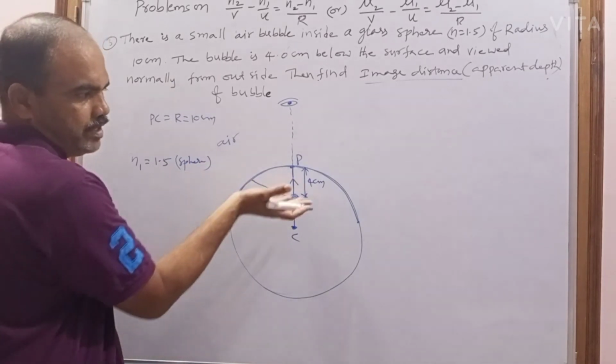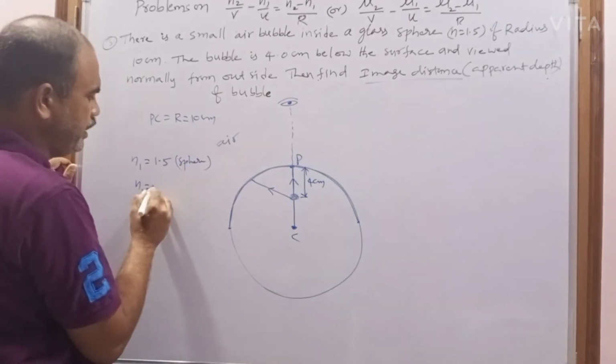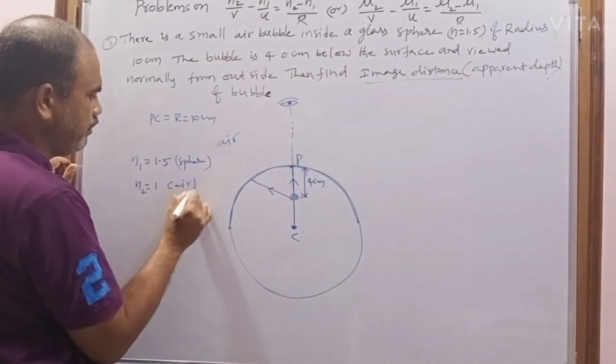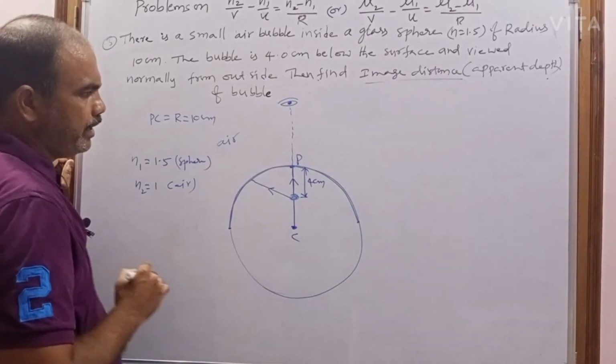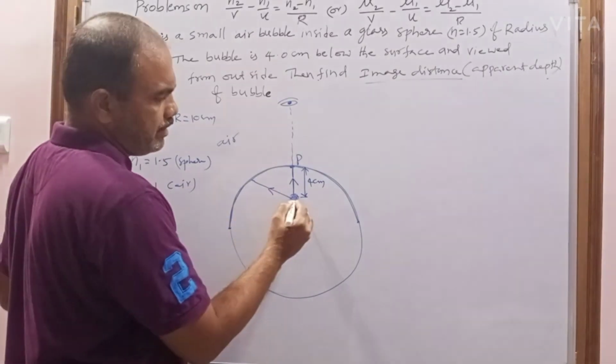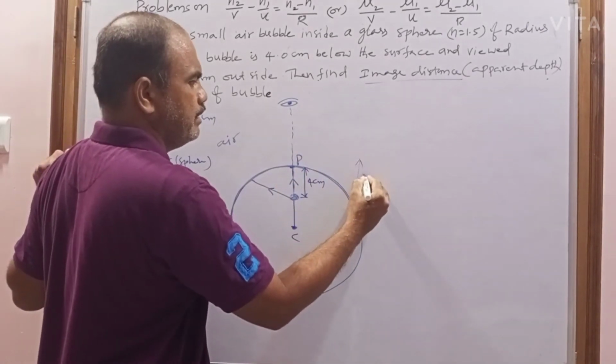And next, in which medium does the refracted ray enter? Air. So that is N2. What is the air refractive index? 1. Air is the second refractive medium. Now what is the object distance? The object distance, actually the incident rays are in which direction? In this direction, and this is the incident ray direction.